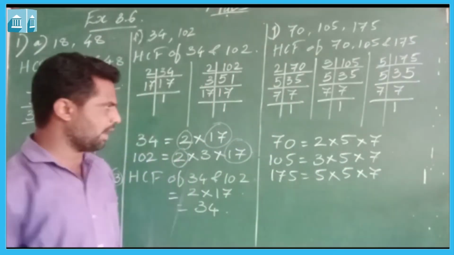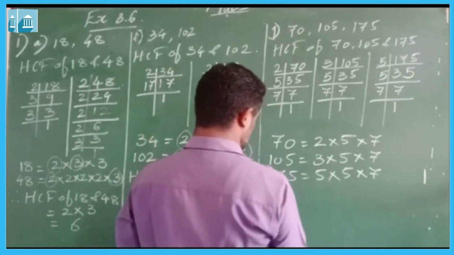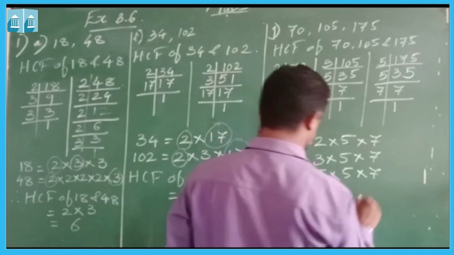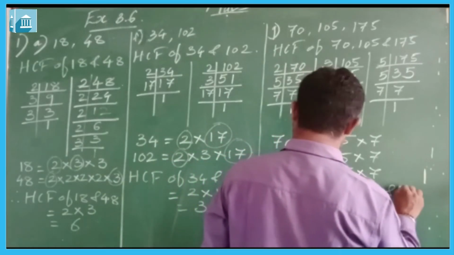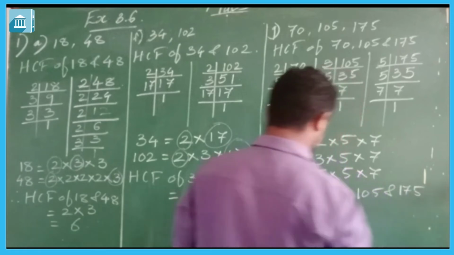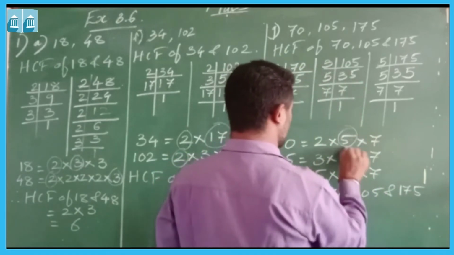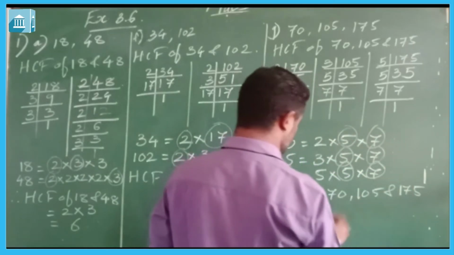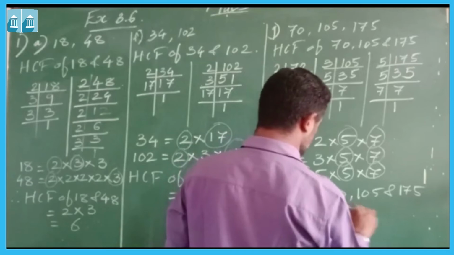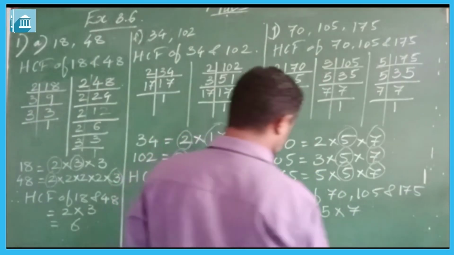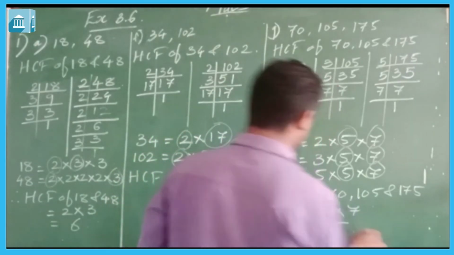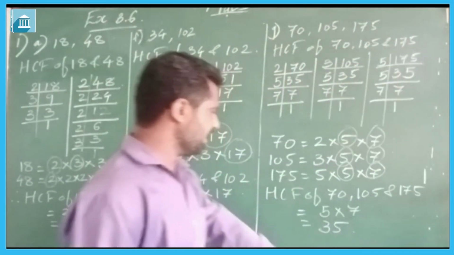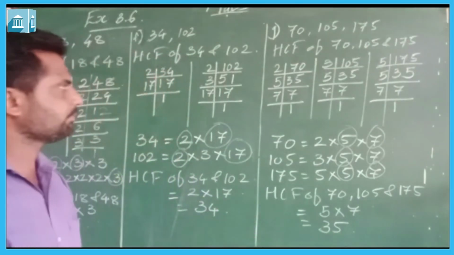Now we have to find out the HCF of 70, 105 and 175. The common factors are 5 and 7. It will be 5 into 7, which is equal to 35. So the HCF of 70, 105 and 175 is 35.